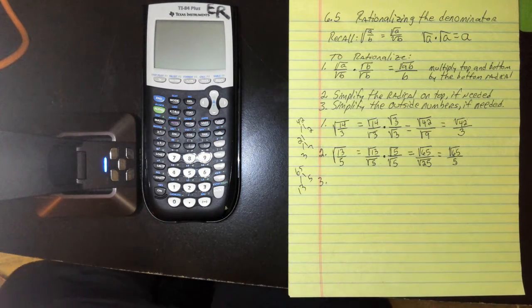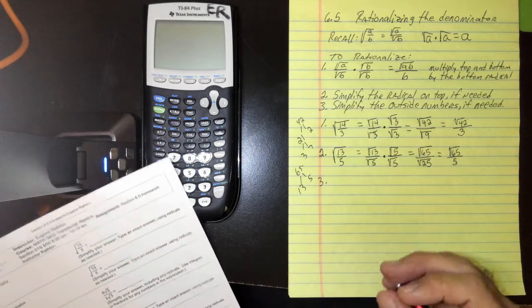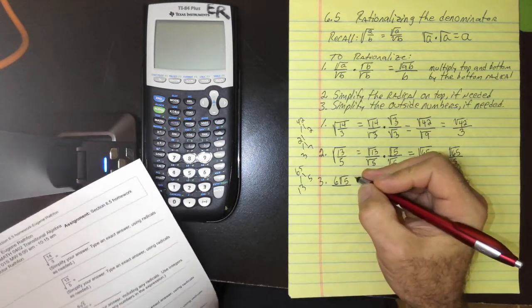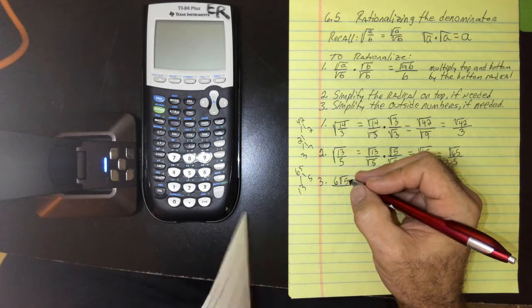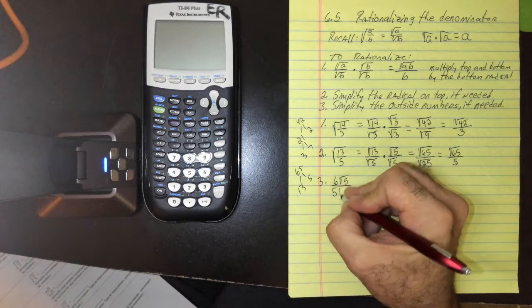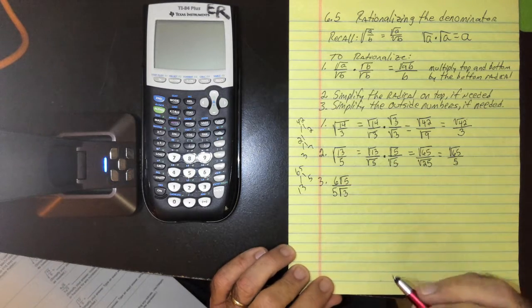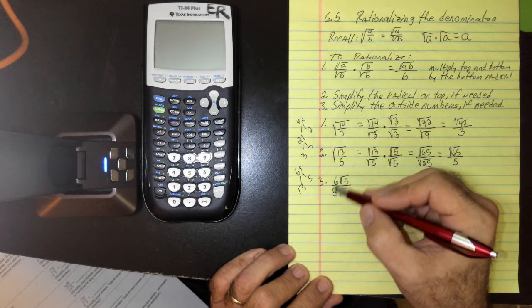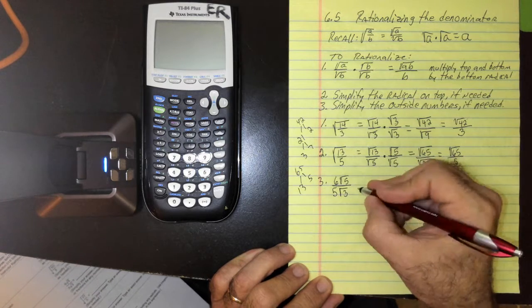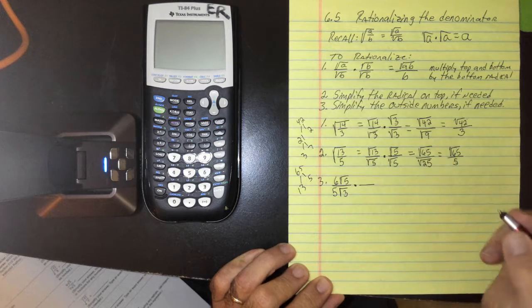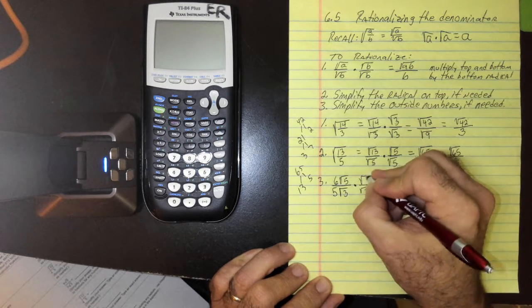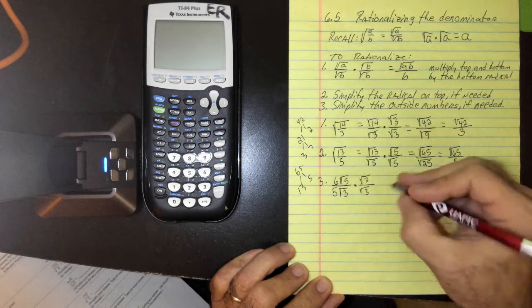Alright, let's see, number 3. Alright, 3, I got 6 square root of 5 divided by 5 square root of 3. Alright, so I'm not worried about these numbers that are not under a radical. What's bugging us is there's a radical 3 on the bottom of this fraction, so that's what's going to have to be taken care of. So since there's a radical 3 on the bottom, we will multiply top and bottom by a radical 3.